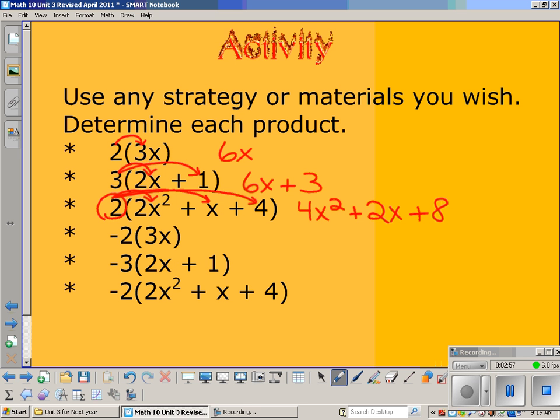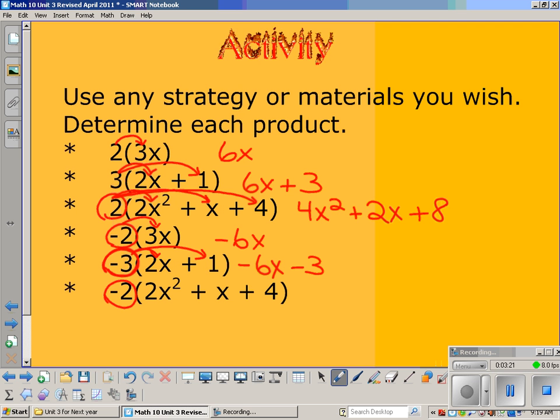When you have a negative constant, the process does not change. It is still negative 2 times 3x, which would be negative 6x. Negative 3 times 2x is negative 6x. Negative 3 times 1 is negative 3.